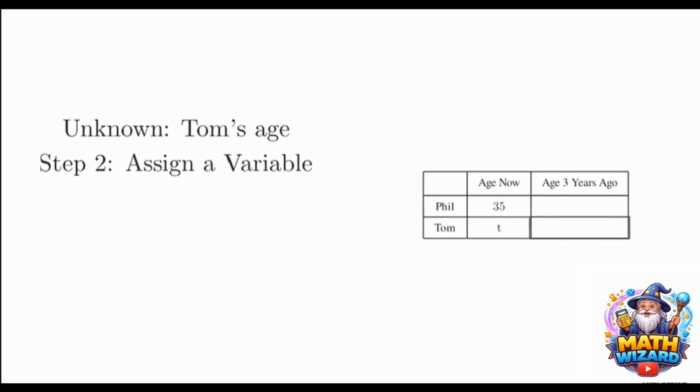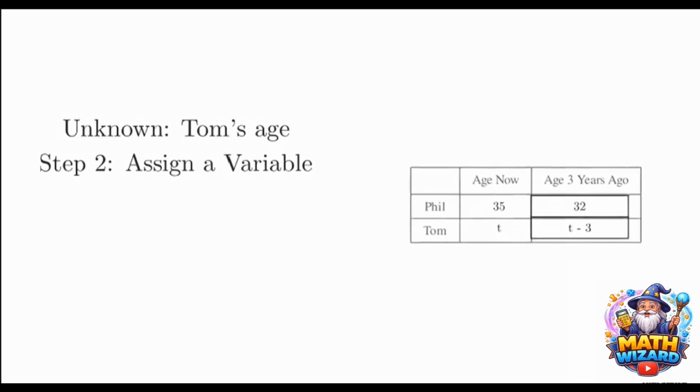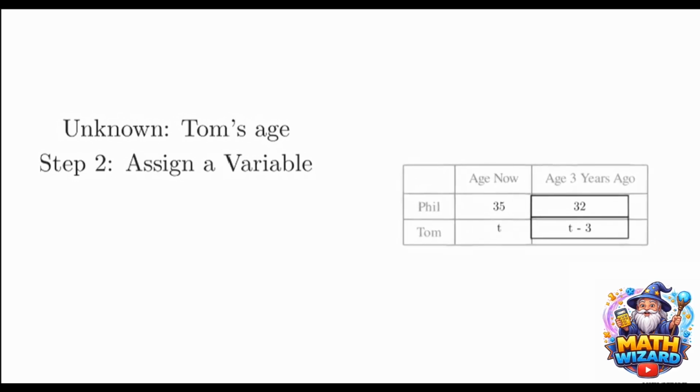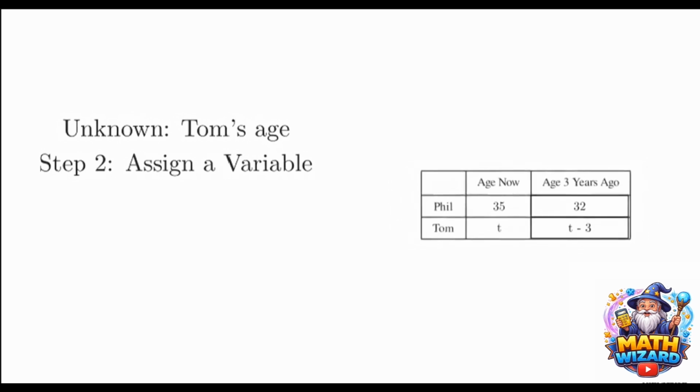Great. Now, let's figure out the ages from 3 years ago. If Tom's age now is t, how old was he 3 years ago? 3 years ago, Tom's age would have been his current age minus 3. So, his age then was t minus 3. And what about Phil? His age now is 35. How old was he 3 years ago? We subtract 3 from his current age. 35 minus 3 is 32. So Phil was 32 3 years ago. Our table is now complete. We have expressions for everyone's age at both time periods. This makes the next step much easier.